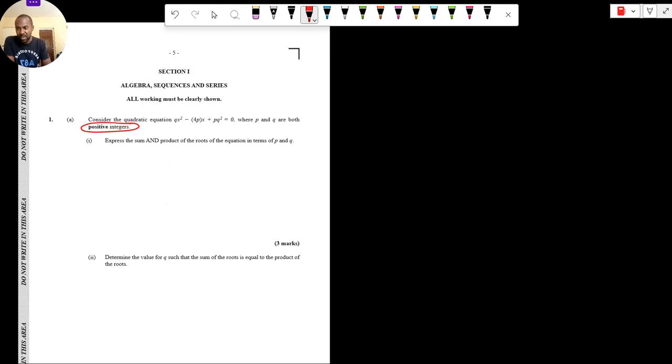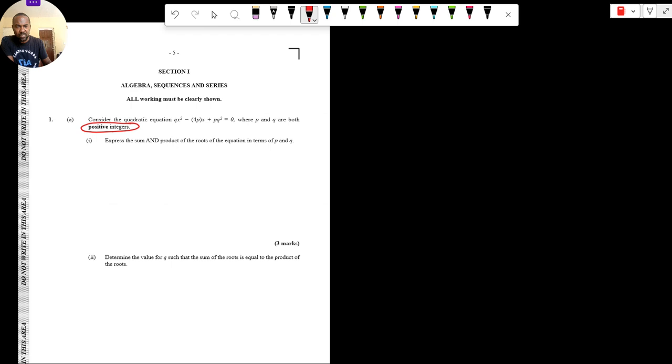It goes on to say, express the sum and product of the roots of the equation in terms of P and Q. Now, what do they mean by the sum and product of the roots of the equation in terms of P and Q? Now, let's just go back a little bit to talk about the sum and the product of roots of quadratic equations. So while we're looking at the past papers, we're not going to be sticking rigidly to what the past papers require. We're going to go a little bit beyond that to talk about some of the theories behind these questions as well.